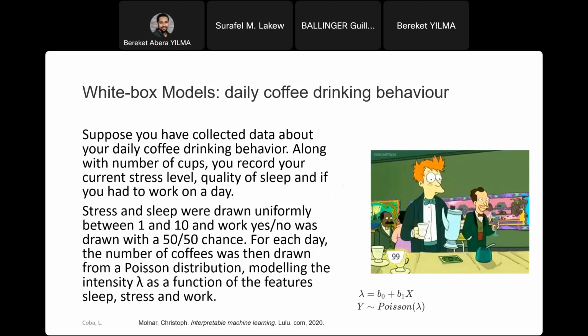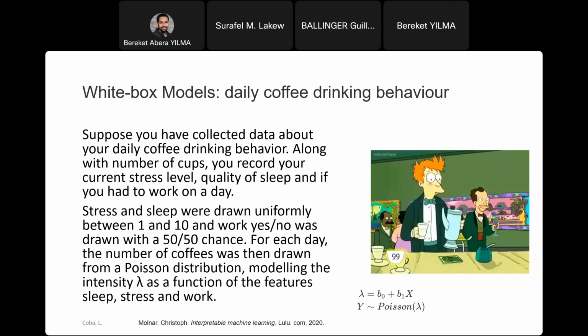So let's give an example. Let's suppose we want to compute the daily coffee intake as a function of stress, sleep level, and whether we are going to work. We draw stress and sleep uniformly between 1 and 10, and for work it's a yes or no, and we draw it with a 50-50 chance. And then we can draw the number of coffees from a Poisson distribution, and we can model the intensity as a function of the three features that I just mentioned.